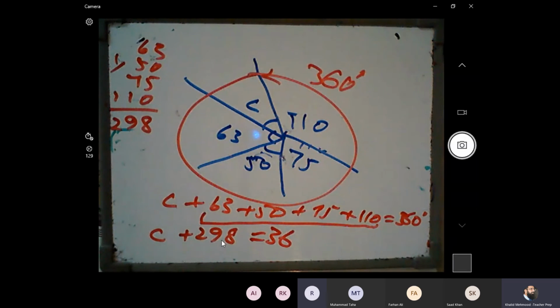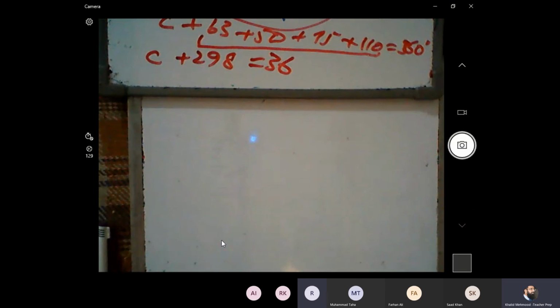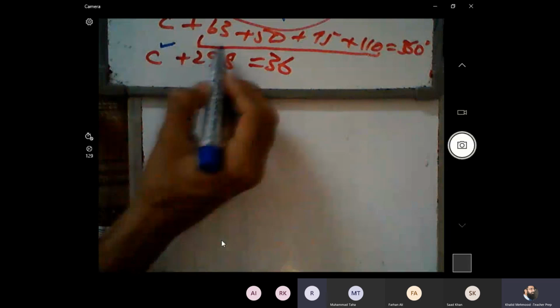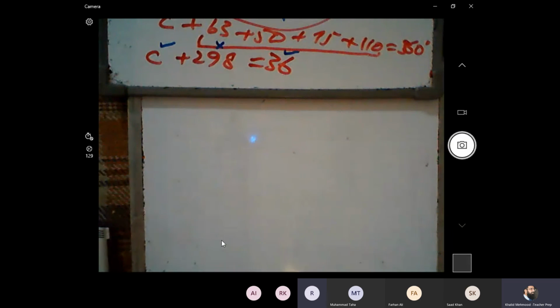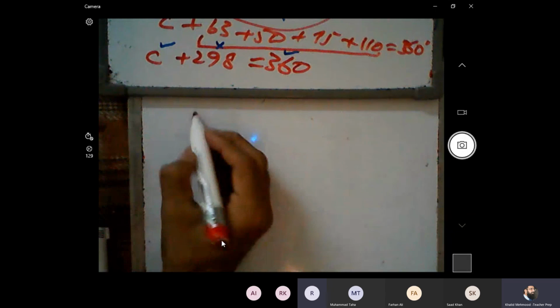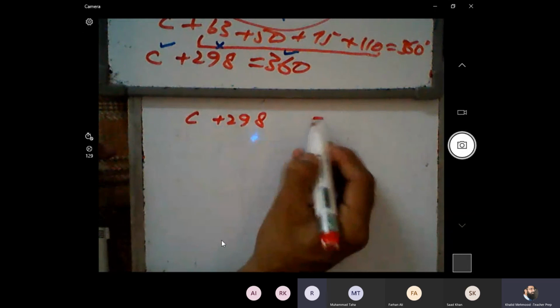Now in this equation you can see the right place and wrong place. It's the right place, wrong place, right place. That's just 360, sorry, this is not 36, it's 360. So now how will we be dealing with it? We'll be writing the same way. C plus 298 is equal to 360.